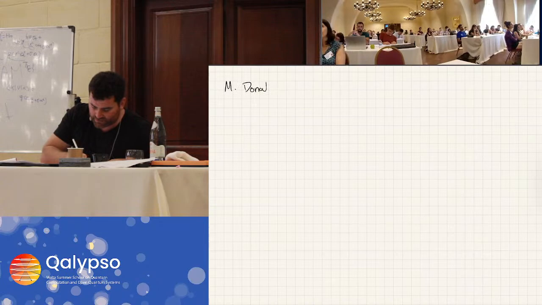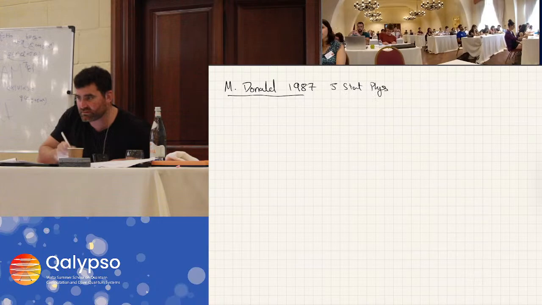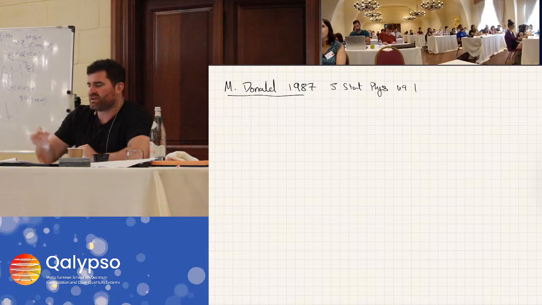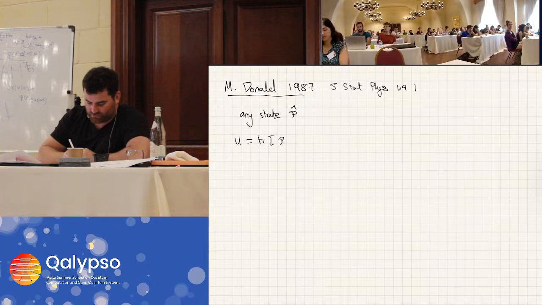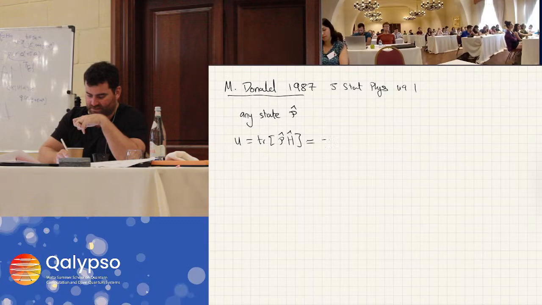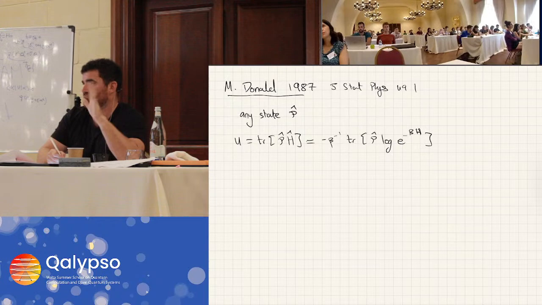1987. It's in J Stat Phys 49.1, okay. What did he do? He basically said, okay, if I have any state rho, and I consider its energy, okay? Let me just say the energy is U, the trace of rho with some Hamiltonian H, okay? So you can always mock up the following. You can always write this as the trace of rho log e to the minus beta H. Just a trick, right? You can always do that. You agree? Why not? This is the rewriting of trace rho H.